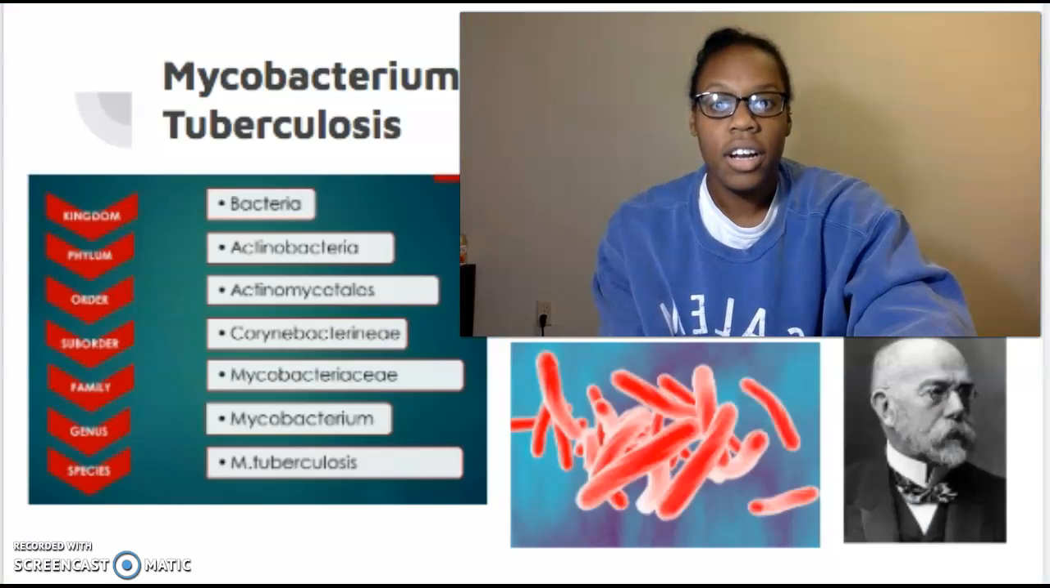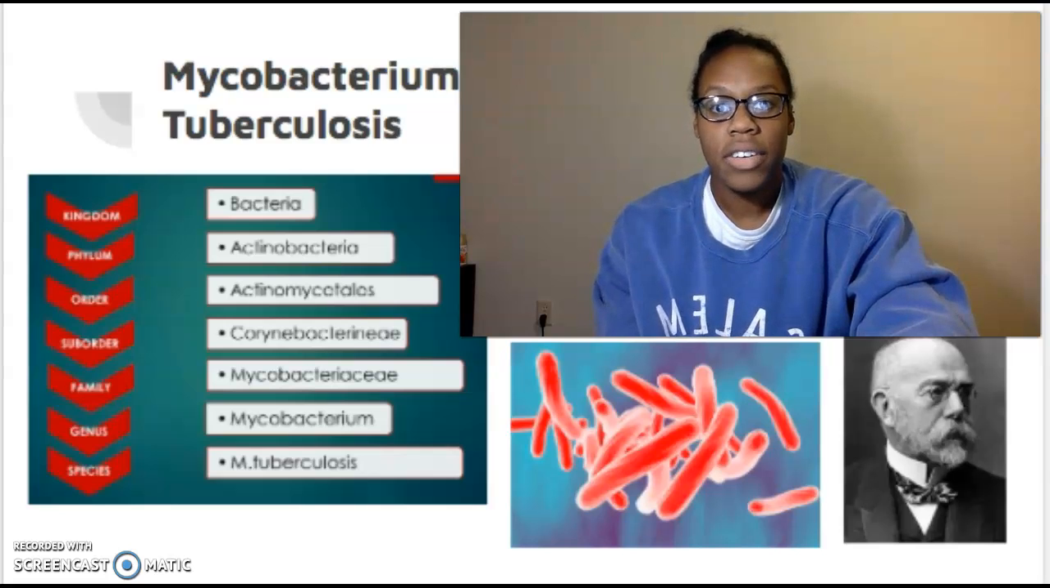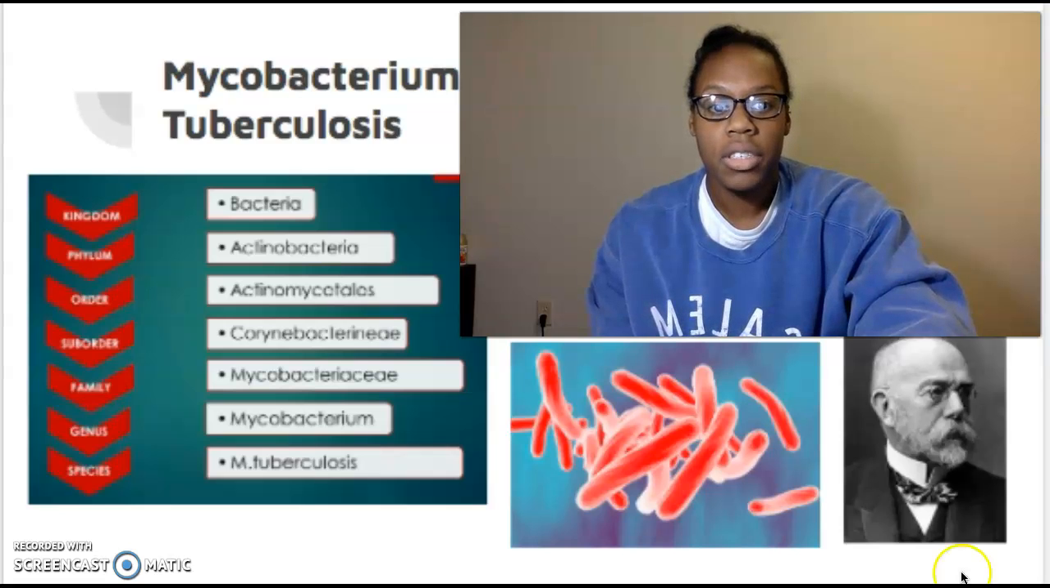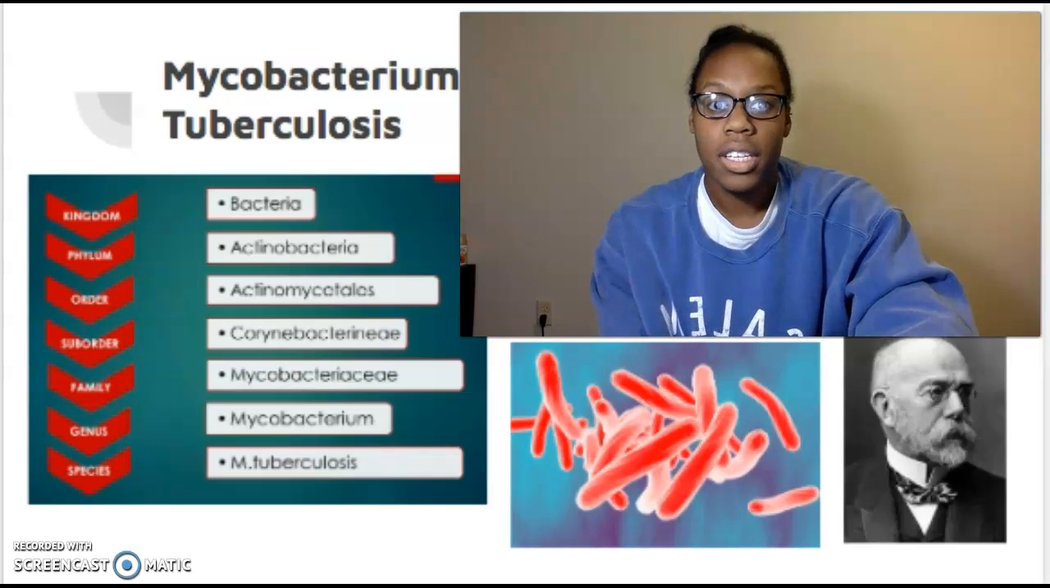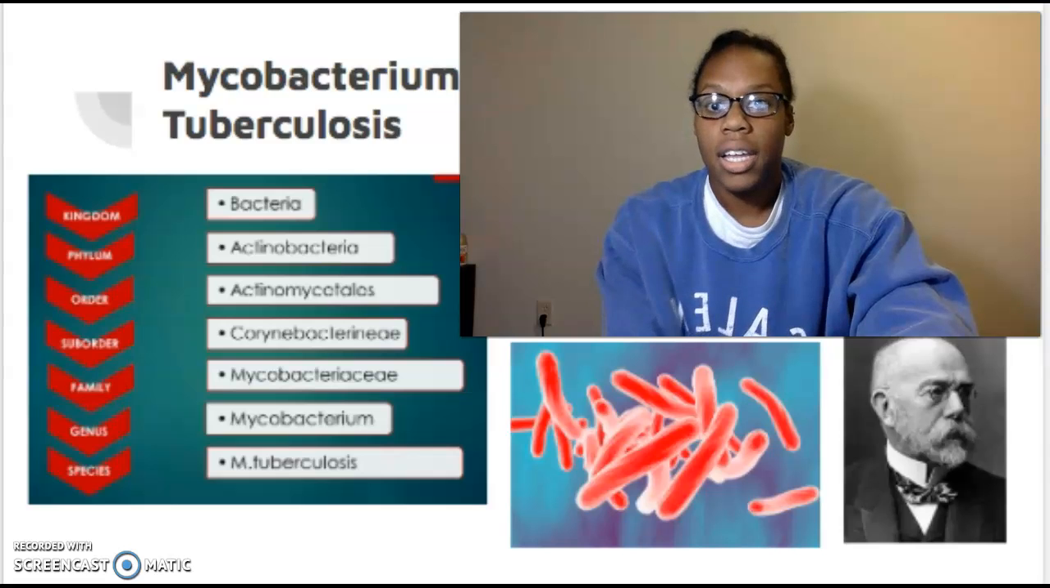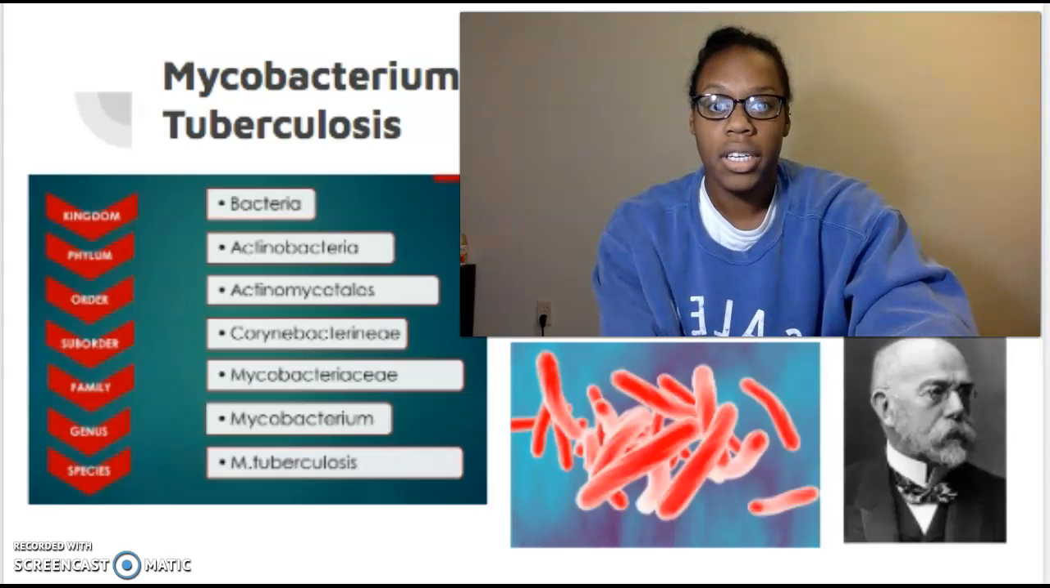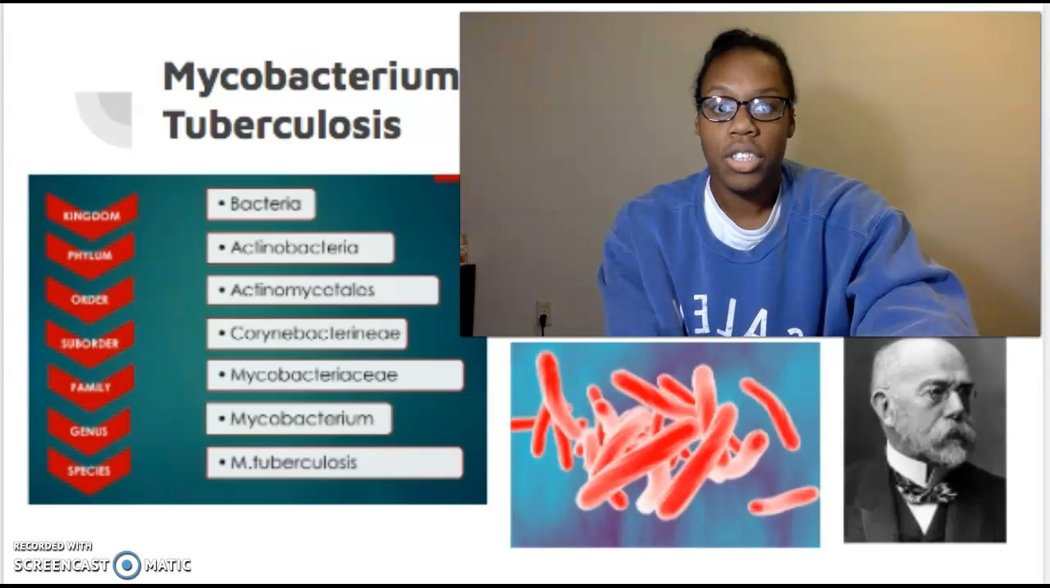Okay, so to start off, I'm going to give you some background information about tuberculosis. TB was discovered in 1882 by Dr. Robert Koch, who is pictured right here. He confirmed that this disease was not hereditary, but an infectious bacteria. Tuberculosis, TB, is a disease caused by bacteria called Mycobacterium tuberculosis, which is shown in the image right next to Dr. Koch.